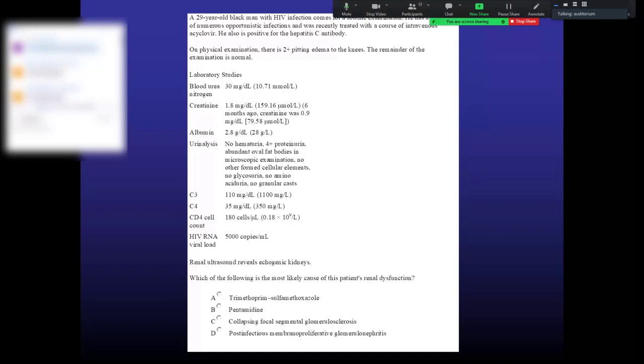His albumin is low. He's got 4+ proteinuria, oval fat bodies. They love putting these on test questions. Complement levels are normal, and the CD4 count is low, and then HIV viral RNA is positive. So which of these do you think is the most common cause of his renal dysfunction? These are your choices. Is anyone going to speak up? Maybe?